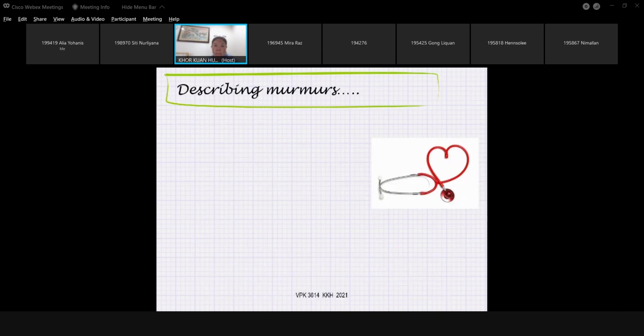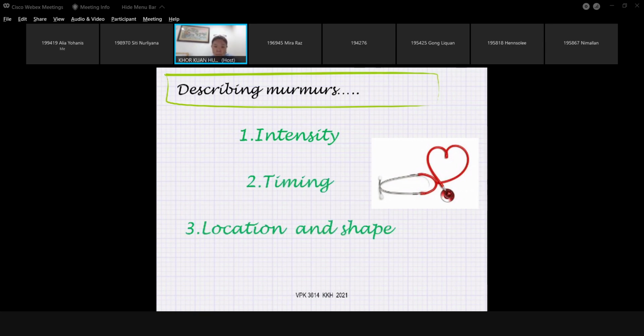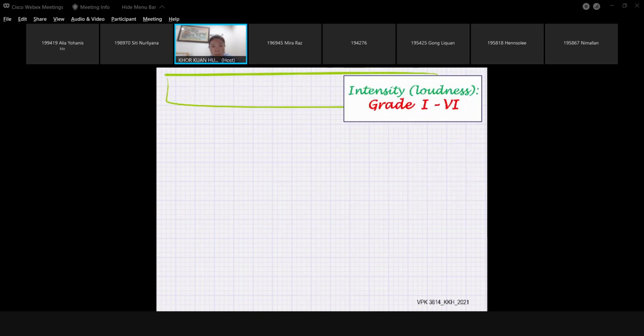Okay. Describing a murmur, we need to know the intensity. We need to know the timing. We need to know the location and shape, which I will explain one by one.